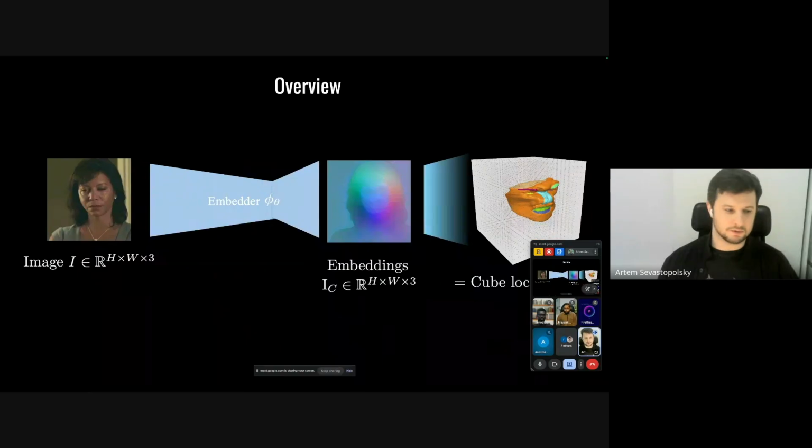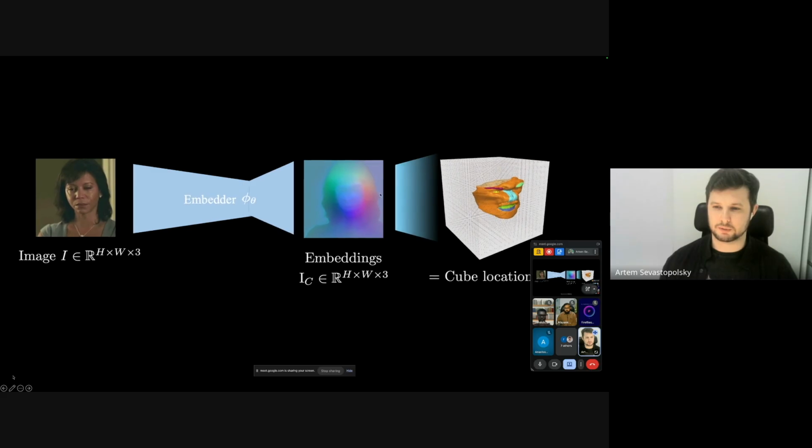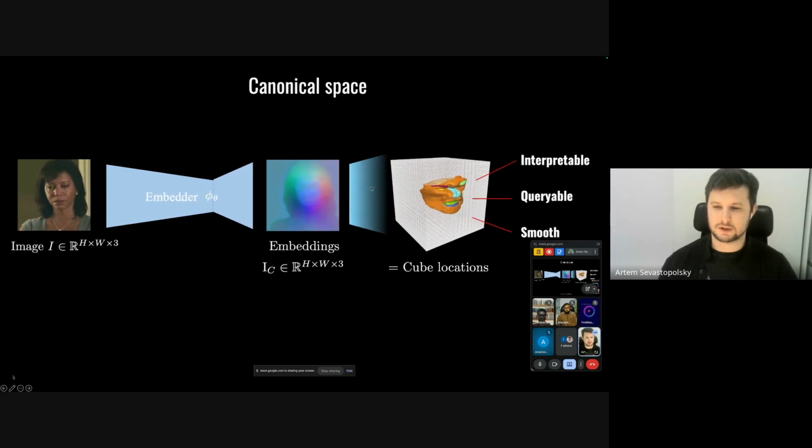So now if we proceed to the actual method, DenseMarks is structured roughly like this. We have an image, which we transform using some network, which we call the embedder, into a map where every pixel is exactly aligned with the corresponding image pixel. And in the output of the network, each pixel contains a three-dimensional embedding. So you can see the shape is the same as the input. But this embedding is not just random. This embedding actually corresponds to a location in the cube. So this cube is a canonical space, which is interpretable.